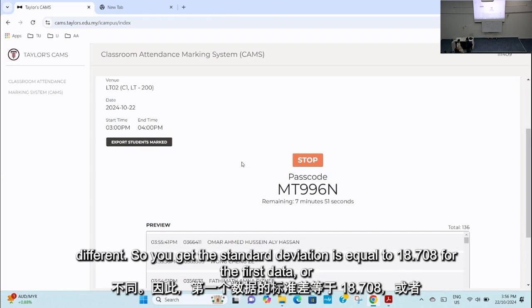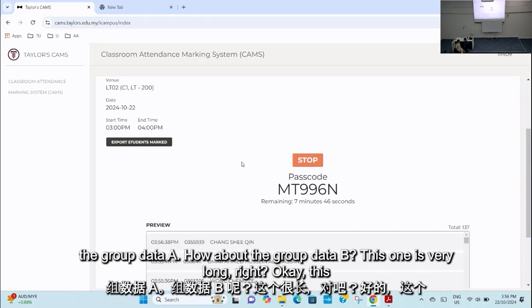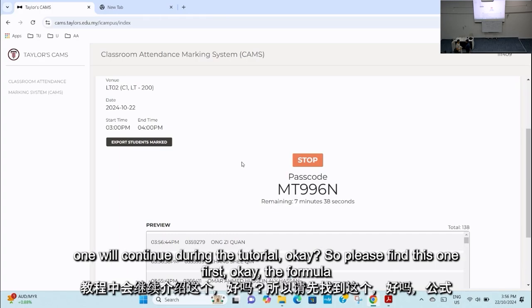So you get the standard deviation equal to 18.708 for the first data, or the group data A. How about the group data B? This one is very long, right? This one we will continue during the tutorial.